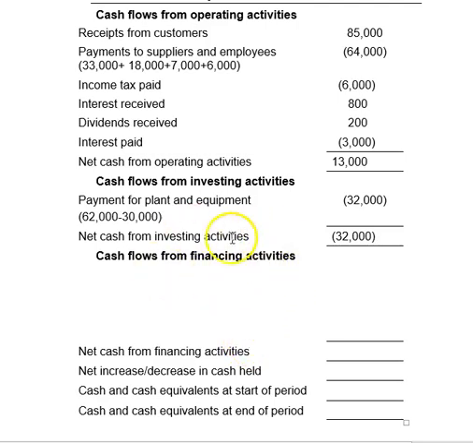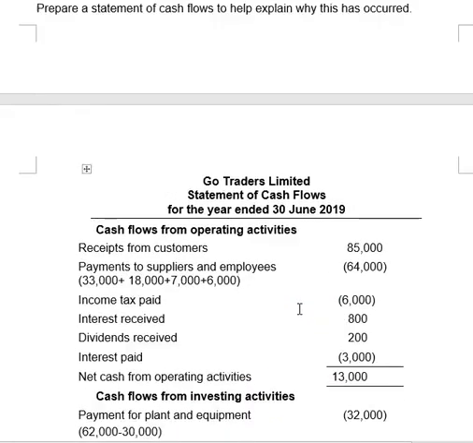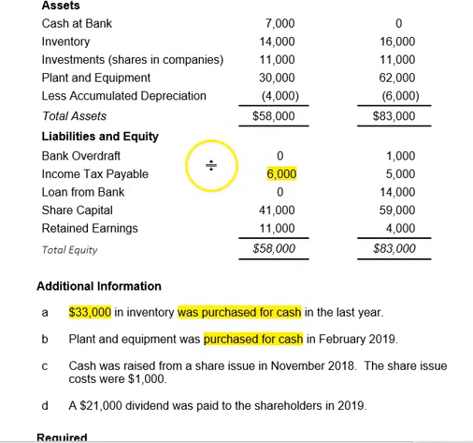So lastly, we will talk about financing activities. Financing activities is something to do with your non-current liabilities and your equity. So the first thing that you need to do is to look at your non-current liability and your equity. Okay. So the first liability that we have here is bank overdraft.